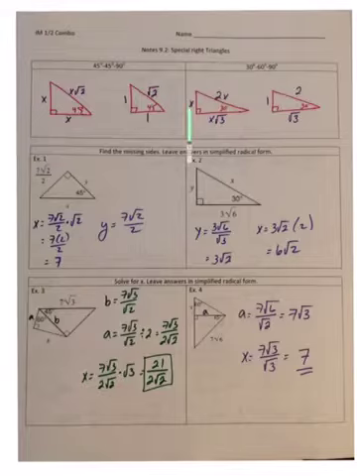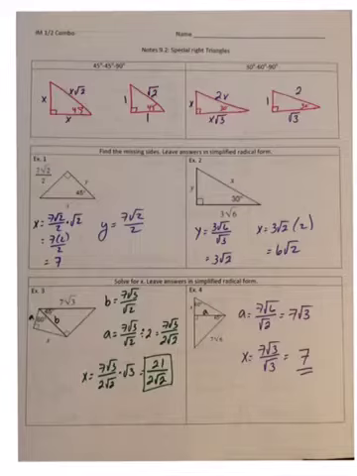So everything's based off the short leg. If you multiply the short leg by root 3, you get the long leg. If you divide the long leg by root 3, you get the short leg. If you multiply the short leg by 2, you get the hypotenuse. If you divide the hypotenuse by 2, you get the short leg. So we're going to use those patterns to solve these problems.